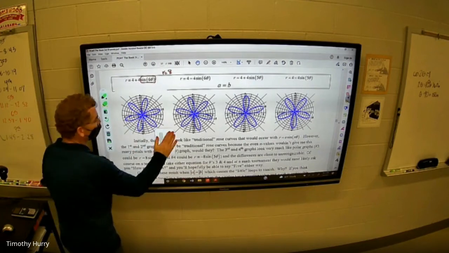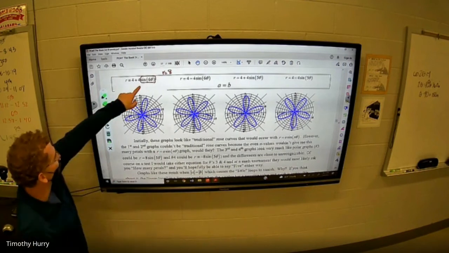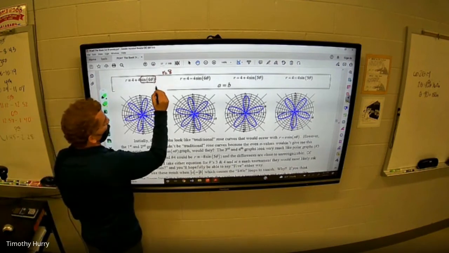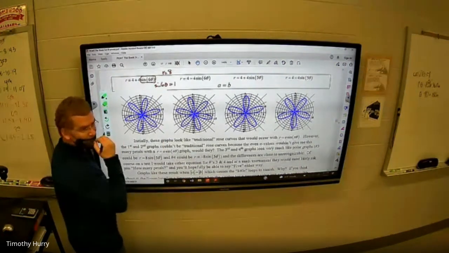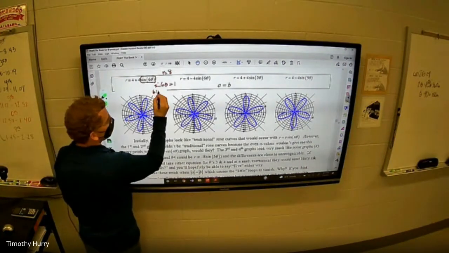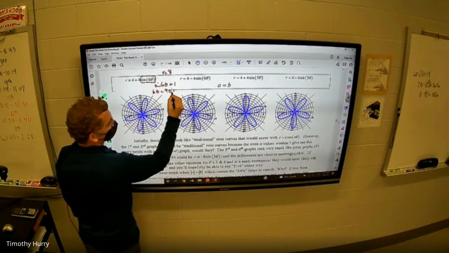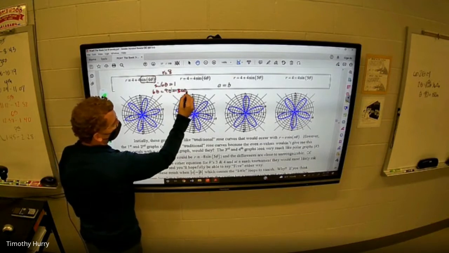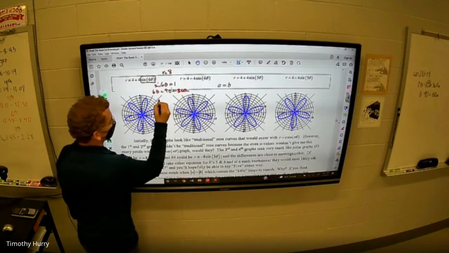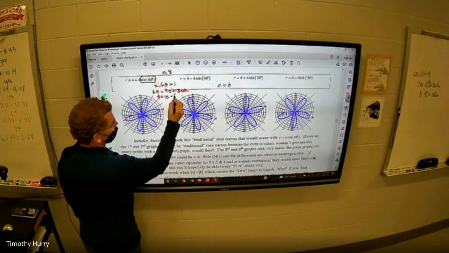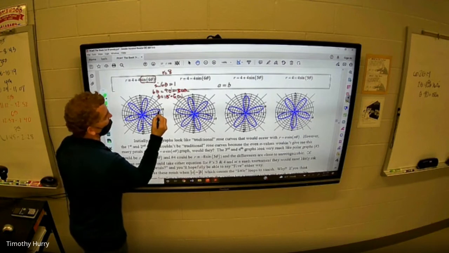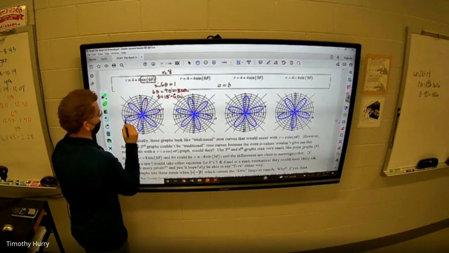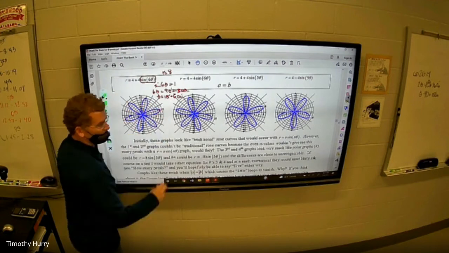So right here, I look at it and I go, well, if I want to graph this, R would be 8 when sine of 6 theta equals 1. When is sine of 6 theta equal to 1? When 6 theta is 90 plus 360n, right? So when theta is 15 plus 60n. So there's my 15 degrees. I go to 15 and then I add 60, 60, 60, 60, 60.